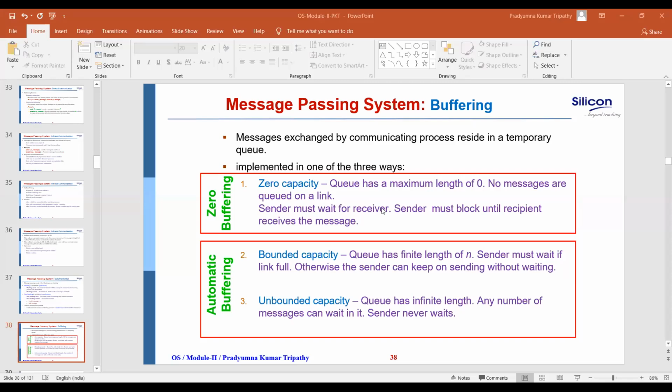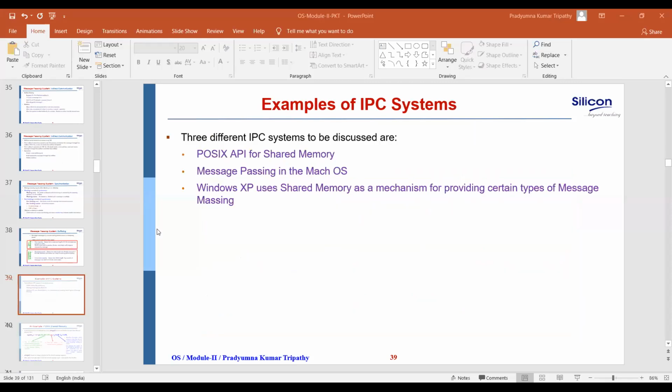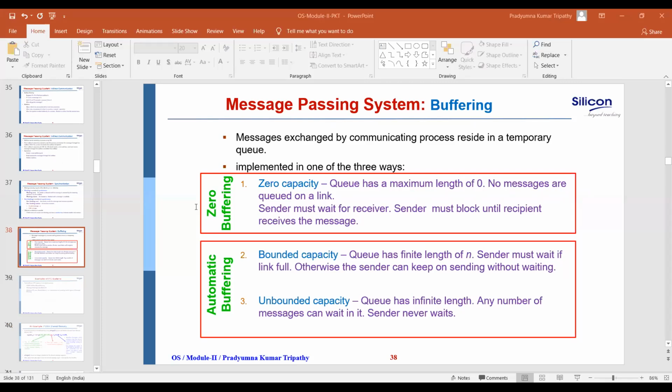The bounded capacity, similarly we have automatic buffering. One is zero buffering, another is automatic buffering. Automatic buffering is what? There are two types. One is bounded capacity, another is unbounded capacity. The buffering are of two types, bounded and unbounded capacity.